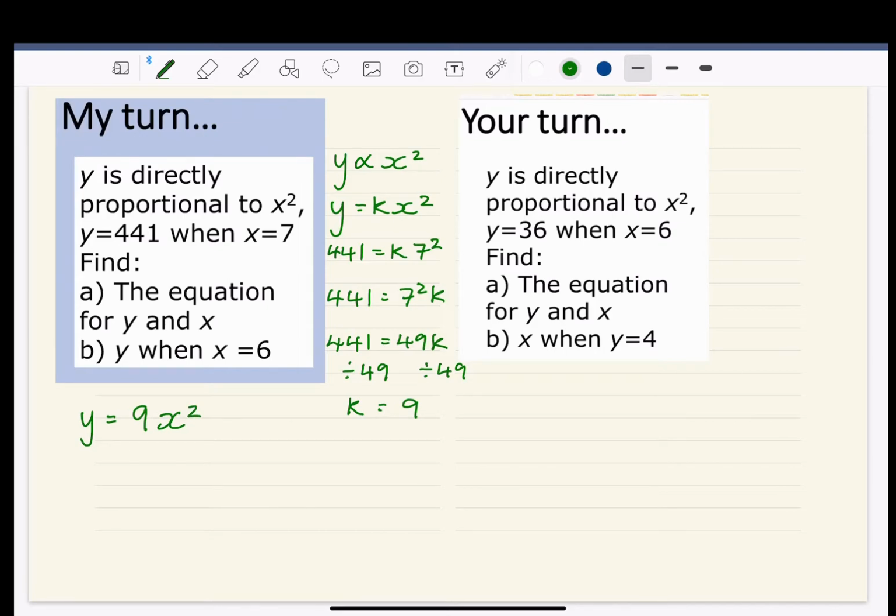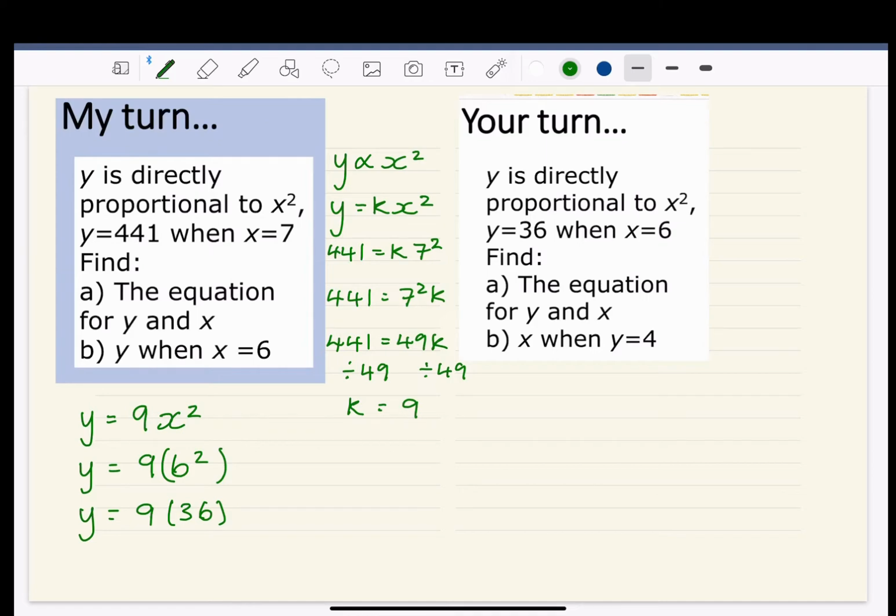I then plug in what I know. I know x is equal to 6, so y is equal to 9 times 6 squared. Putting that in a bracket to remind me it's not 96 squared. So that is y is equal to 9 times 36.